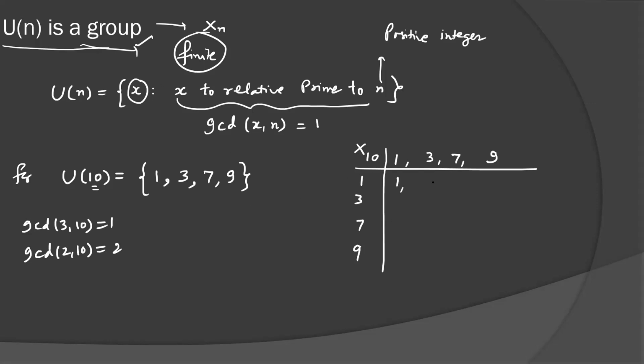So 1 into 1 is 1, 1 3s are 3, 1 7s are 7, 1 9s are 9, 3 1s are 3, 3 3s are 9, 3 7s are 21, divide by 10, remainder is 1. 3 9s are 27, divide by 10, remainder is 7. 7 1s are 7, 7 3s are 21, divide by 10, remainder is 1. 7 7s are 49, divide by 10, remainder is 9. 7 9s are 63, divide by 10, remainder is 3. 9 1s are 9, 9 3s are 27, remainder is 7. 9 7s are 63, remainder is 3. 9 9s are 81, divided by 10, remainder is 1.